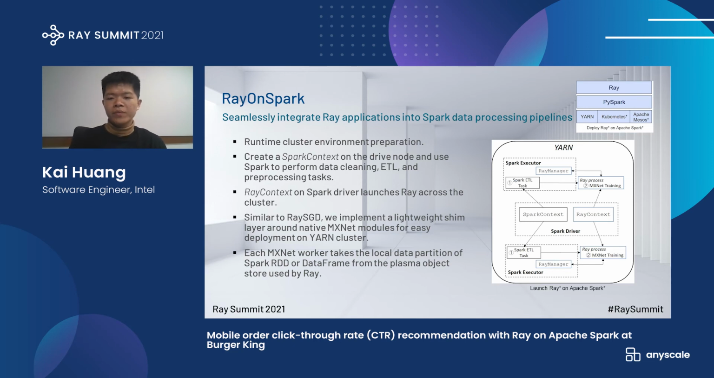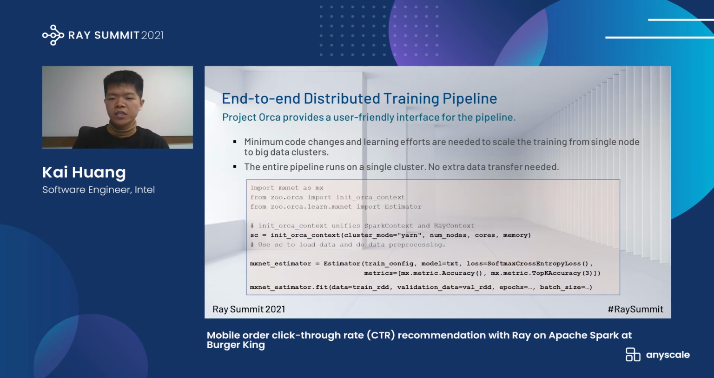So now in our implementation, we have Spark and Ray in the same cluster, and therefore the in-memory Spark RDDs or data frames can be directly streamed into Ray's Plasma object store, and each MXNet worker would take the local data partitions of the Spark RDD or data frame from its local Plasma object store for the model training. So in our implementation with Ray on Spark, all the data transfer stays in memory. Therefore, it should be more efficient, and it would be faster compared with saving to disk or even transferring between different clusters.